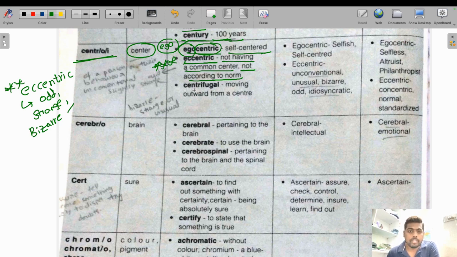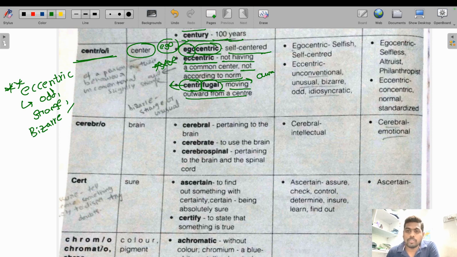Now coming to the next one, centrifugal. Centrifugal means it is something moving outward from a center. So basically centrifugal is derived from centri. Centri means something related to center. Fugal means something related to away. So centrifugal means it is moving away from the center.